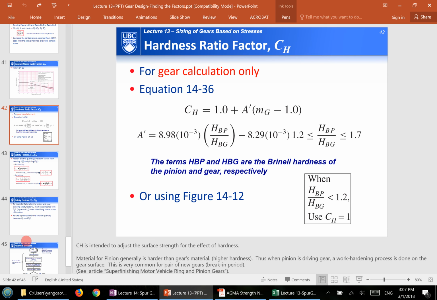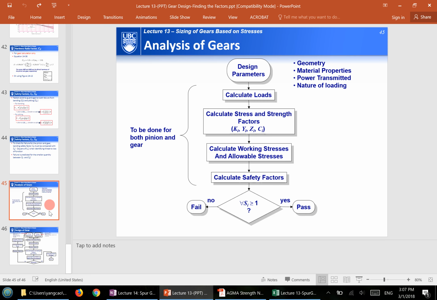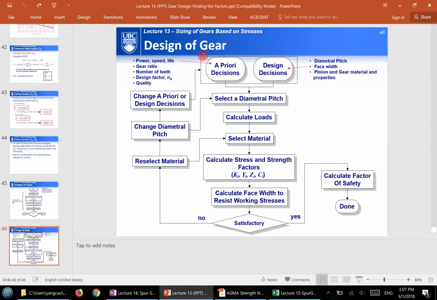So that's basically the design for the gear. There are two diagrams here. You can take a look at yourself. Basically, what's the flow of the chart for analysis? What's the flow of the chart for design? Okay, so very different. Very different.